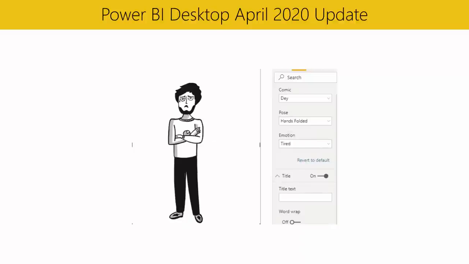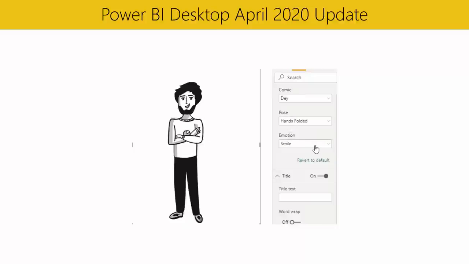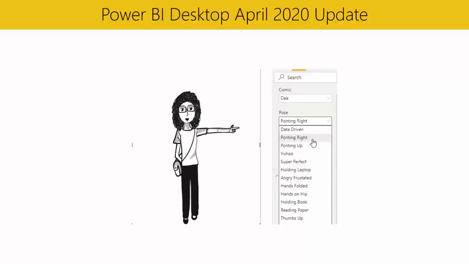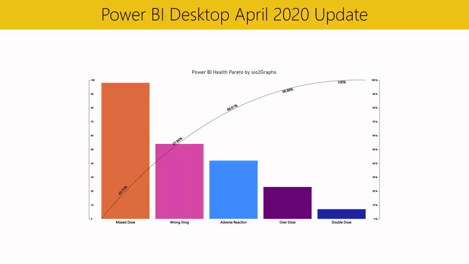You can use these to represent up to 2 KPIs at a time, visualizing each as an emotion or pose on one of 2 different characters. Next is the Pareto chart by CO2 Graphs. This chart allows you to visualize cause and frequency to understand the key drivers of a process.